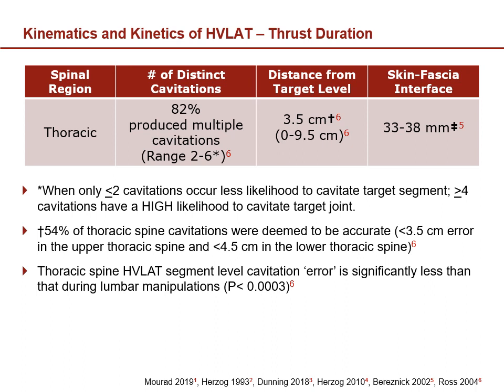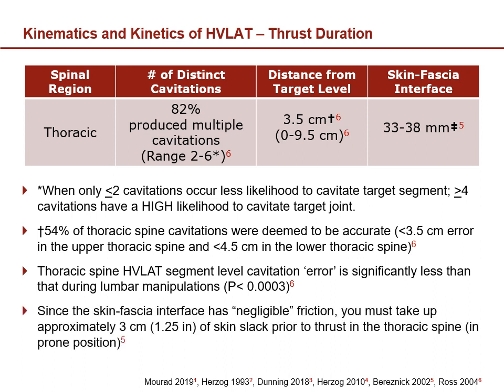Thoracic spine HVLAT segment level cavitation error is significantly less as compared to that of the lumbar manipulations, as you saw with it being over 5 centimeters, the distance from the target segment. And then finally, since the skin fascia interface has negligible friction, you must take up approximately 3 centimeters or 1 1/4 inches of skin slack prior to the thrust of the thoracic spine in the prone position in particular.